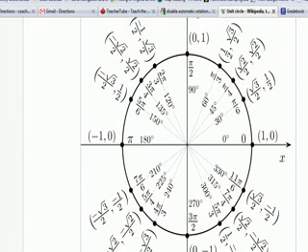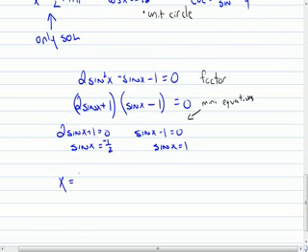Y coordinate of negative 1/2 happens at 7 pi over 6, and it happens at 11 pi over 6. And at pi over 2, the y-coordinate is 1. So we have pi over 2, 7 pi over 6, and 11 pi over 6.